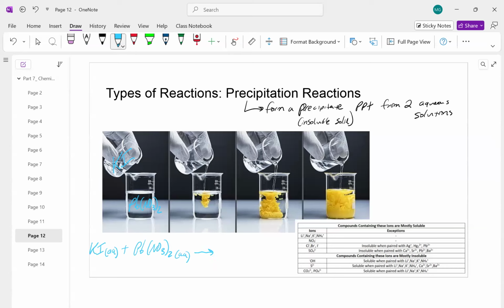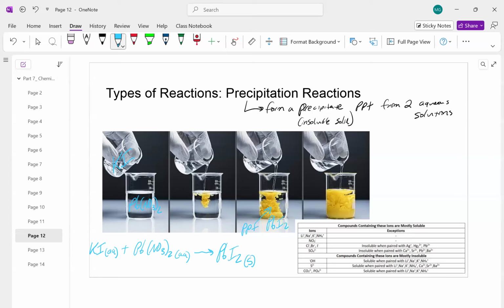And when they're mixed together, you can see that there is definitely something happening here. There's a reaction that's going on. This bright yellow solid that's formed is called a precipitate. And the identity of this solid is lead iodide. And so we would notate this by putting S there in those parentheses to indicate the state of matter of it.